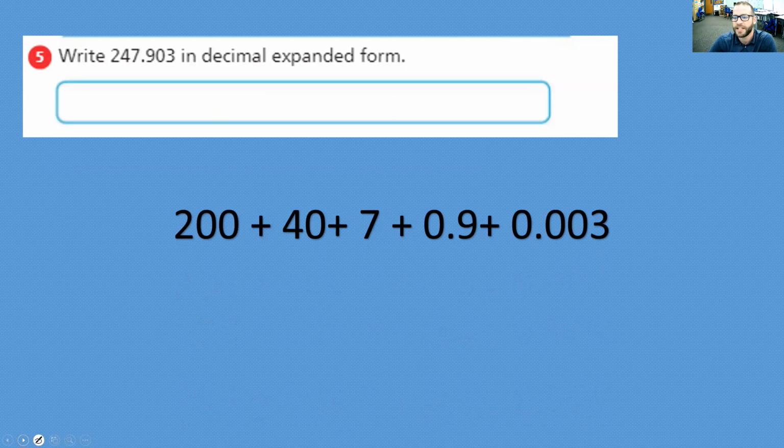And then after the decimal, saying these are smaller than 1. The 9 is 9/10. There's nothing in the hundredths place, and the 3 is 3,000ths. So that is expanding it out, right? And if we had it in expanded form and turned it into a standard form, it would look like this guy up here.